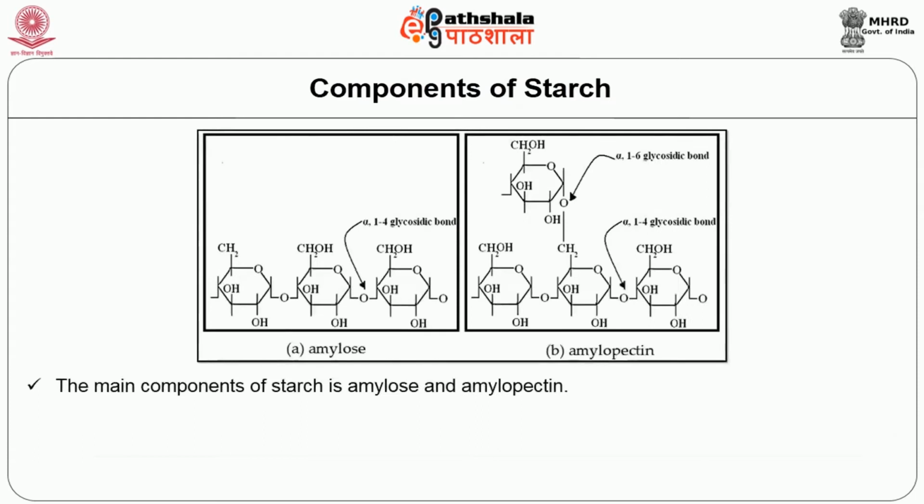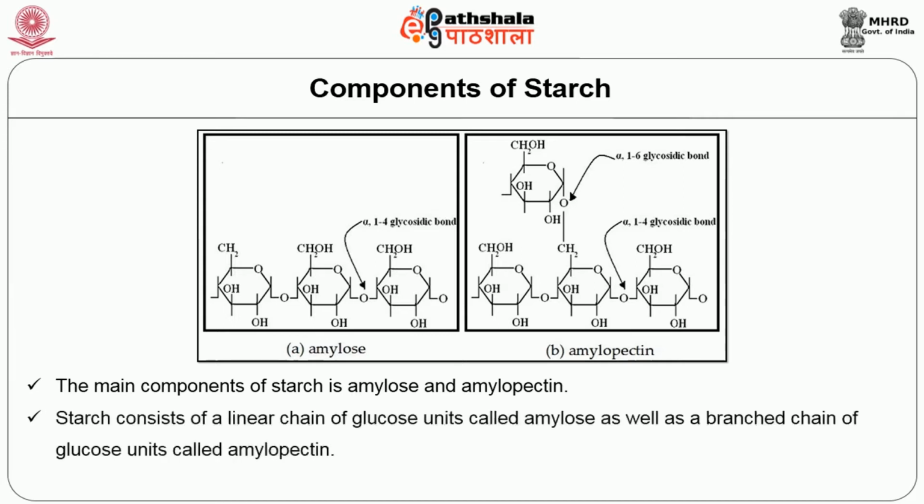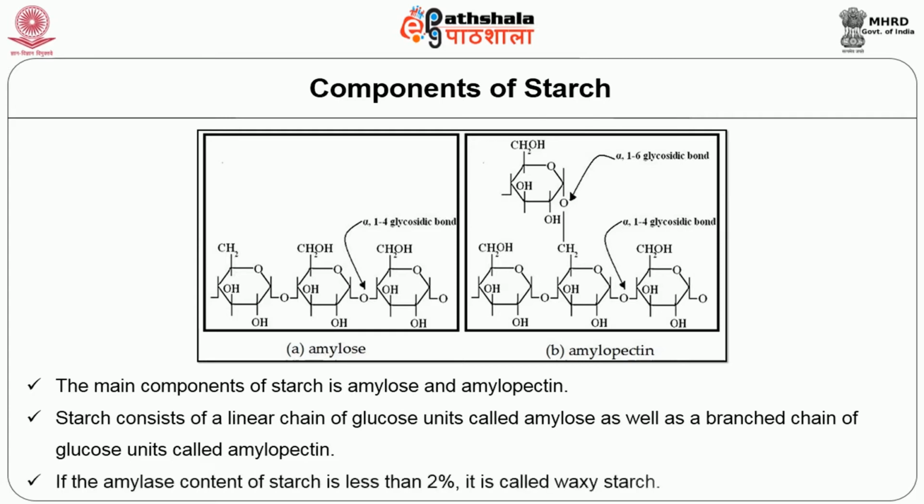Coming to the components of starch, the main components of starch are amylose and amylopectin. Starch consists of a linear chain of glucose units called amylose as well as a branched chain of glucose units called amylopectin. If the amylose content of starch is less than 2%, it is called waxy starch.